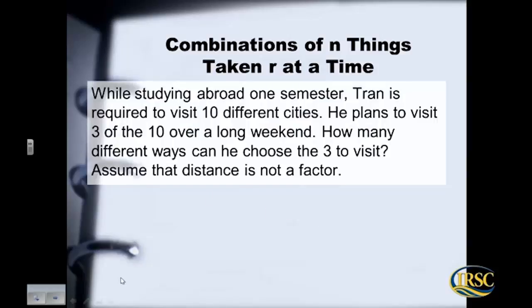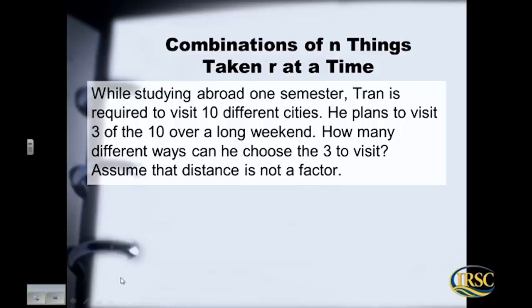Okay, so first example, while studying abroad one semester, Tran is required to visit 10 different cities. He plans to visit 3 of the 10 over a long weekend. How many different ways can he choose the 3 to visit? Assume that distance is not a factor.